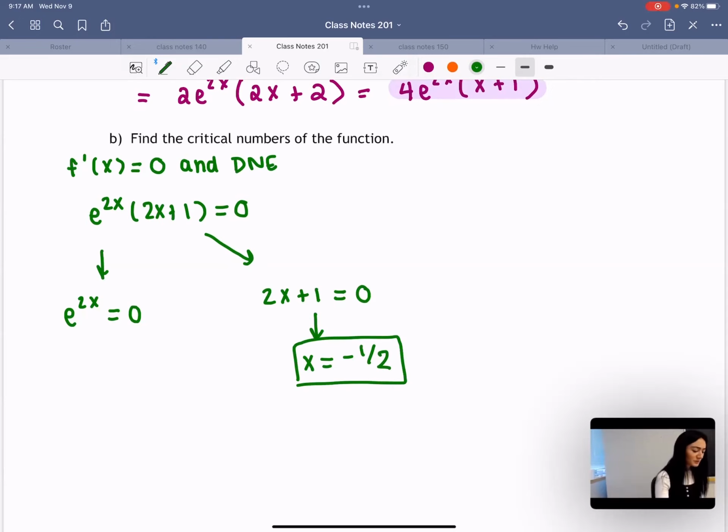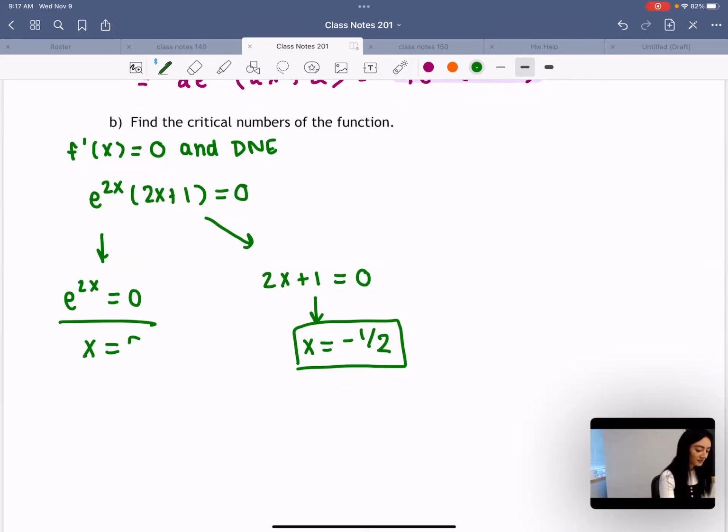I saw some people take the e to the 2x equals 0 and be like, oh, the answer to that is 0. Is that right? Oh, right. e to the 2 times 0 is actually 1, right? e to the 0 power is 1. So 1 does not equal 0. How would we go about solving this? Natural log of both sides.